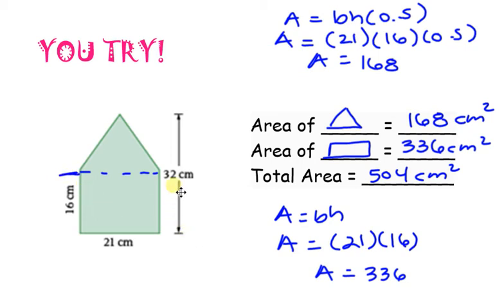But it says the total height of this shape is 32 centimeters. But I just want the height of this. So you would do 32 minus 16, and that's going to give you what this is. And that would also give you 16 times 0.5. When you multiply all that together, it will give you 168 centimeters squared. And then for the rectangle right here, base times height, 21 times 16 is going to give you 336 centimeters squared. And when you add them together, you're going to get 504 centimeters squared.